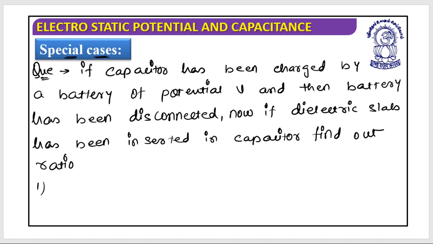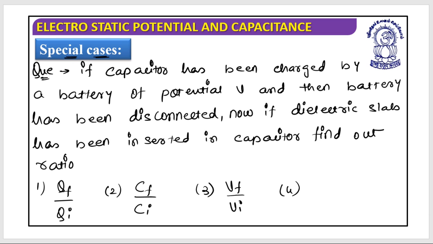First, charge final to charge initial. Now you know what is F, what is I. Second, capacitance final to capacitance initial. Third, potential final and potential initial. Fourth, energy final to energy initial. Yes, go through this data very carefully.